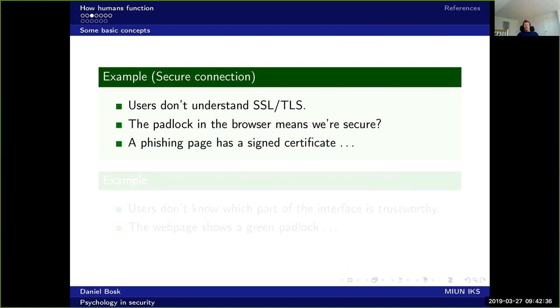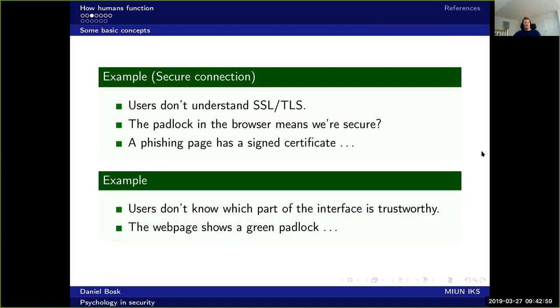For instance, a lot of phishing sites could simply get signed certificates and then they would have green padlocks, although it is not secure. You're not connected to your bank, for instance. You're connected somewhere else. So there, that simple mental model is not enough to protect users.